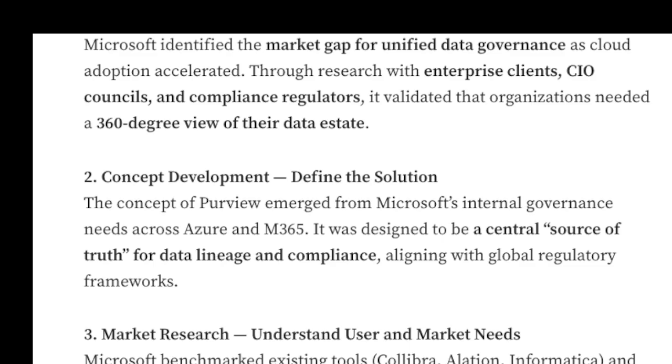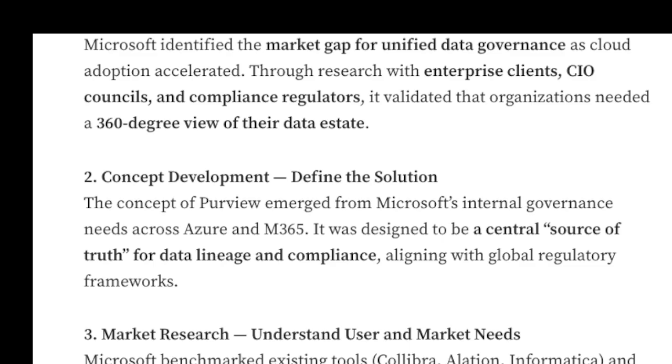So therein comes the research part. You have derived the solution, you have identified the gap. That's the first thing to do: discovery. The second step was to define the solution, what exactly the solution is. Though obviously there are other aspects that it's handling, what the exact solution is giving is a single source of truth. Then comes the market research.